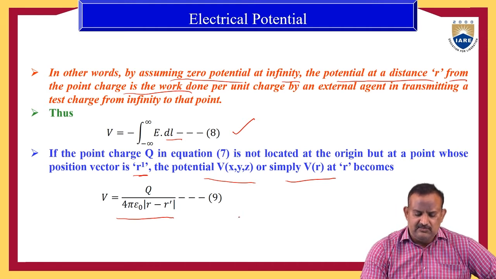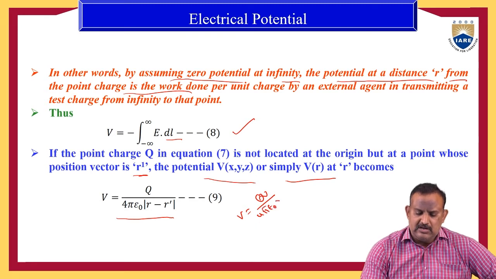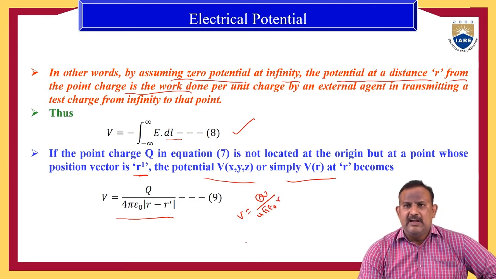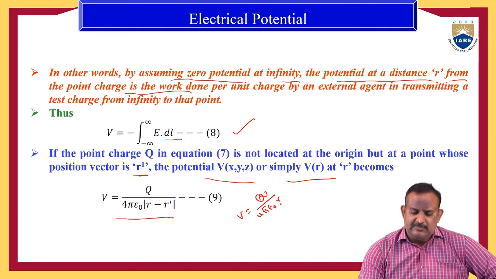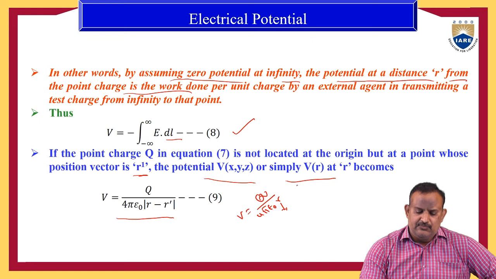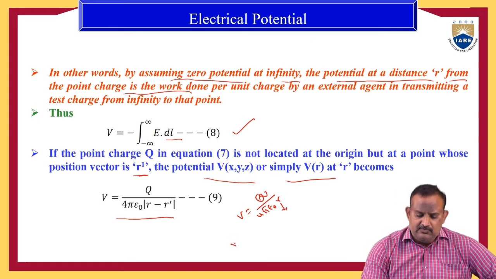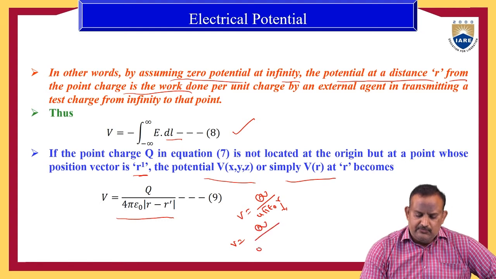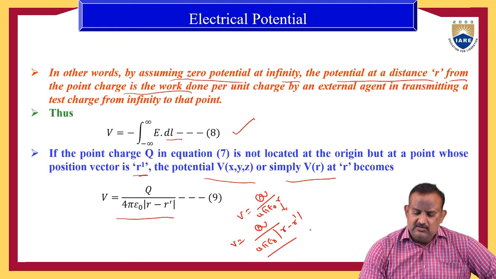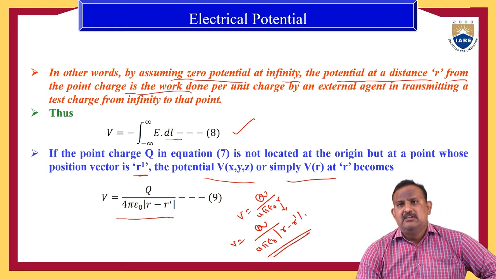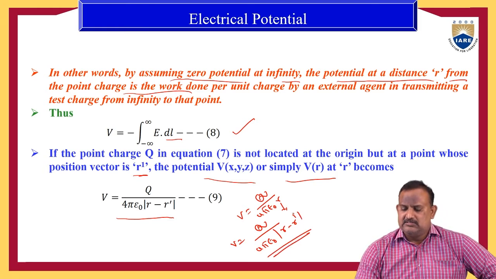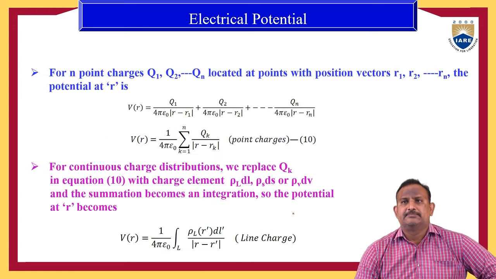Actually, we have the potential V is equal to Q by 4 pi epsilon naught into R. Here I am assuming 2 points. One reference point is at R and the other point is at a distance of R dash. Therefore, we can find the potential between these 2 points as V is equal to Q by 4 pi epsilon naught into modulus of R minus R dash, where modulus of R minus R dash is the distance between the two vectors.